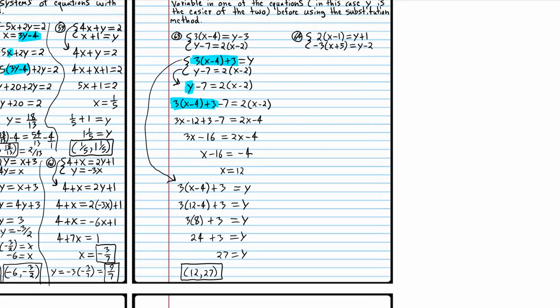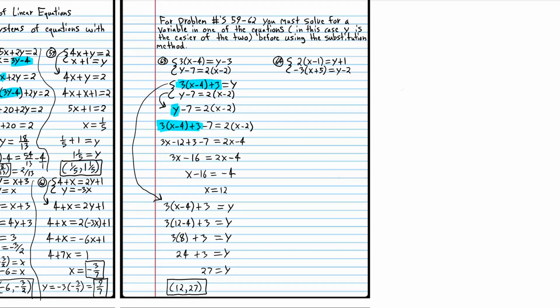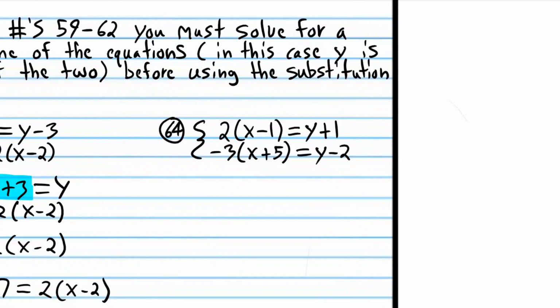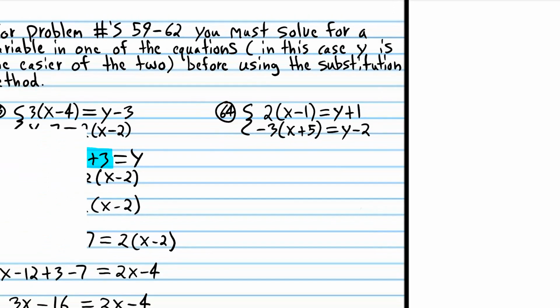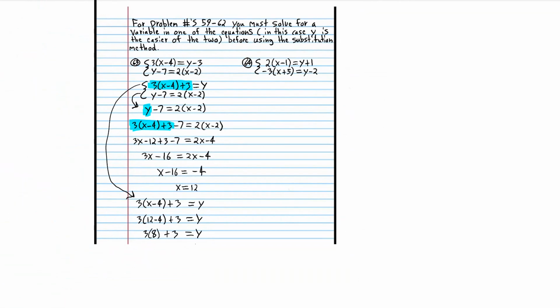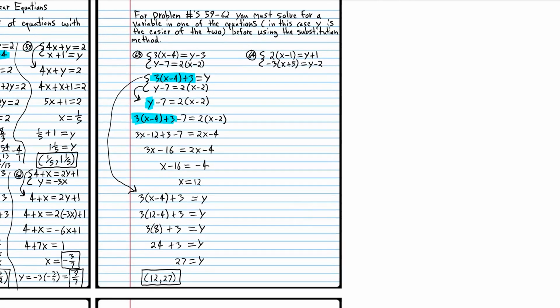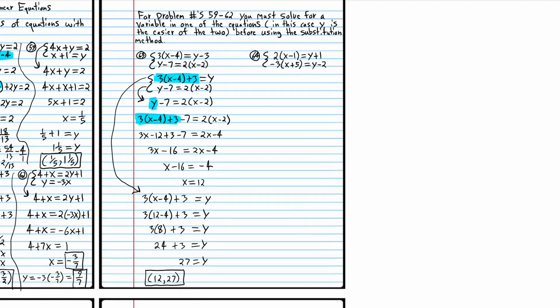All right, so try number 64. I'm going to leave 63 in the window. Again, you want to isolate y in one of these equations. You can isolate x also, but that would be a lot harder. So you want to isolate y. You can subtract 1 from both sides here, or you can add 2 to both sides here. You can isolate y in the top equation or the bottom equation. It doesn't matter. But then you plug in to the other equation. So again, I'm going to leave 63 in the window. Try 64, and when you come back, we'll do it together.